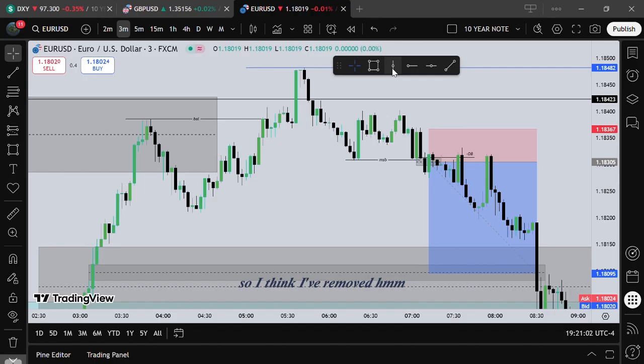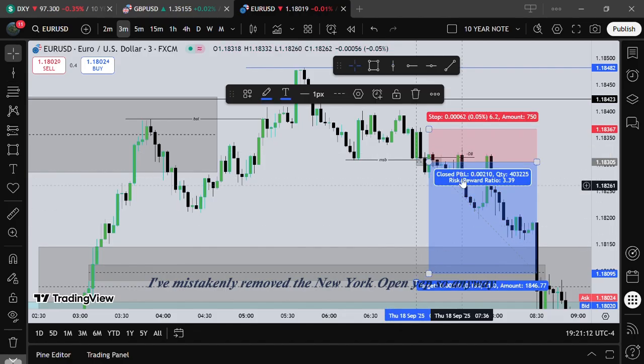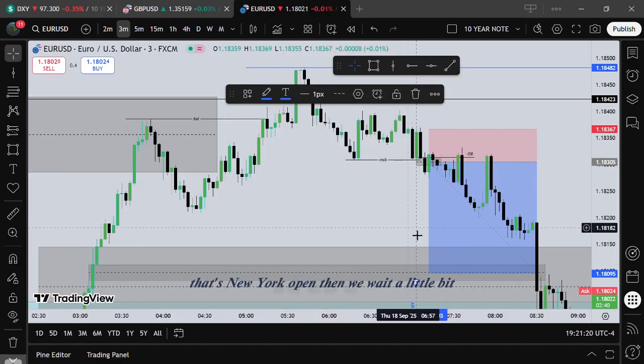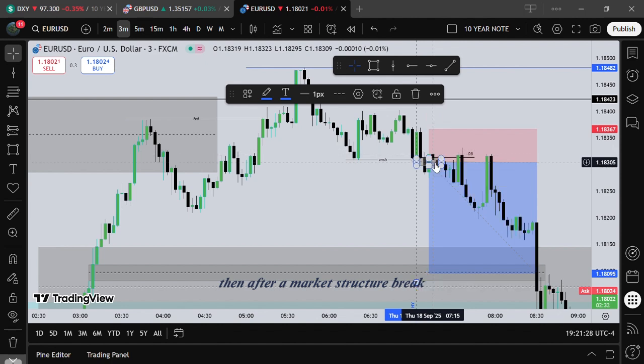I think I mistakenly removed the New York open. Yep, so NY, that's the New York open. Then we wait a little bit, we saw a market structure break. After a market structure break, we look for a bearish shadow block or fair value gap. If you go down to the 2 minute chart, you're going to see a simple fair value gap around this place. That's where I entered from.